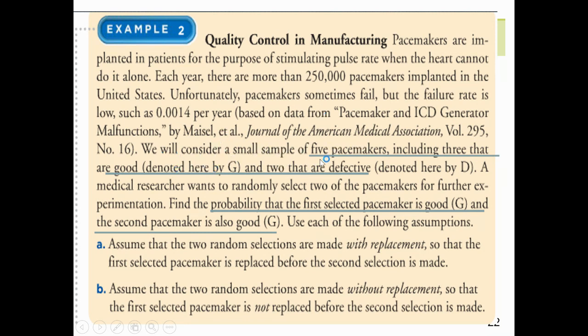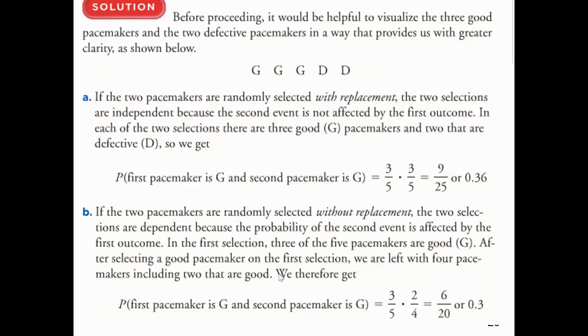It says, let's consider a small sample of 5 pacemakers, including 3 that are good, denoted by G, and 2 that are defective, denoted by D. D for defective, G for good. Find the probability that the first selected pacemaker is good and the second is also good. Part A, he says, assume replacement, which means I pull one out, then I put it right back in again. Well, if I put it right back in, I'm starting all over again. Part B says without replacement: I pull the first one out and I leave it out. Then I find the probability of the second one being good based upon the first one being good.